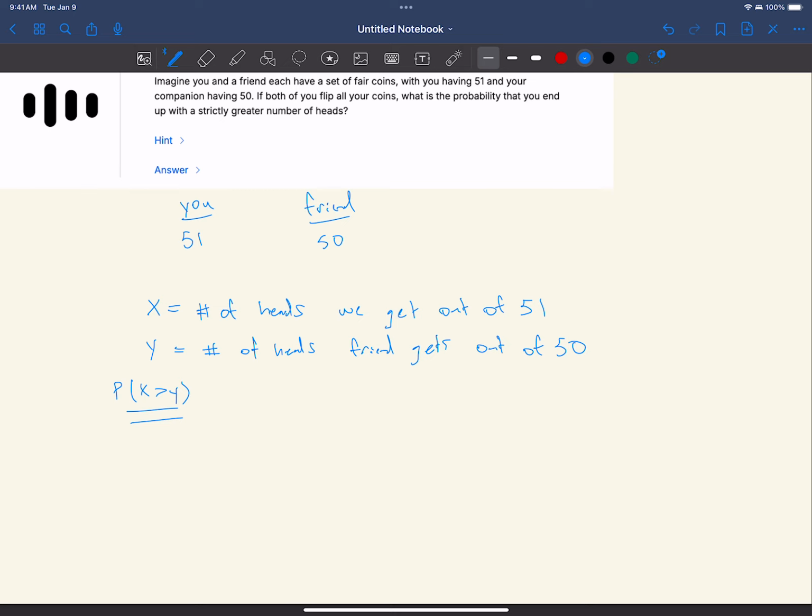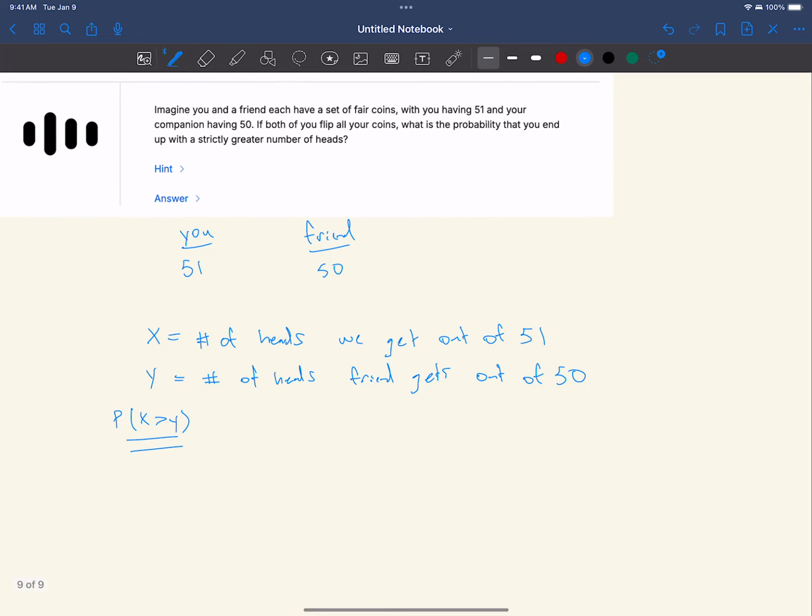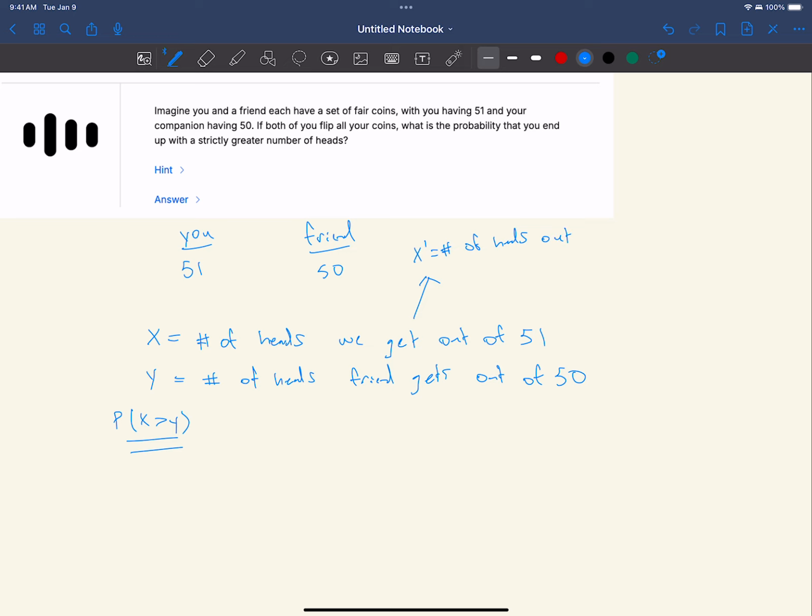Well, unfortunately, we are flipping one more coin than our friend is, and that kind of throws a wrench in things. This would be a more straightforward problem if not. And so we have to find a way to simplify that. One way might be to separate this x variable in terms of some variable x prime, which is just the number of heads that we get out of the first 50.